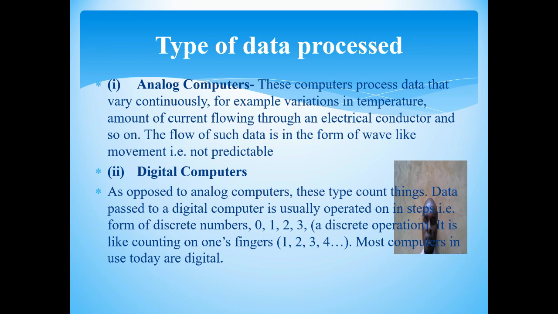They are not predictable. The second type we have is the digital computers, and we say that as opposed to analog computers, these types of computers count things. Data passed to a digital computer is usually operated on in steps, that is, in the form of discrete numbers. We have numbers 1, 2, 3, like accounting figures. Most computers used today are in digital form.